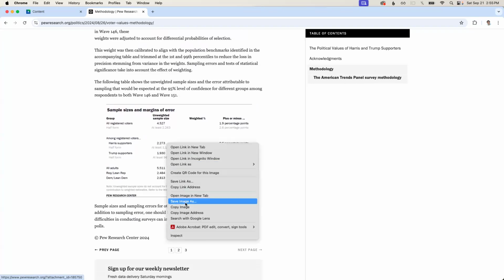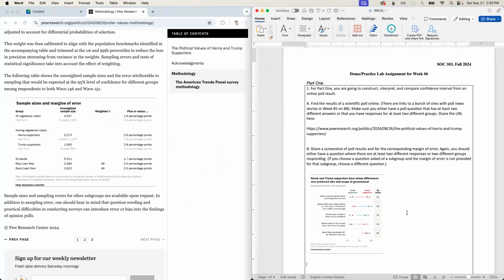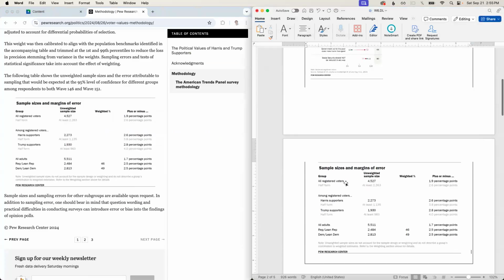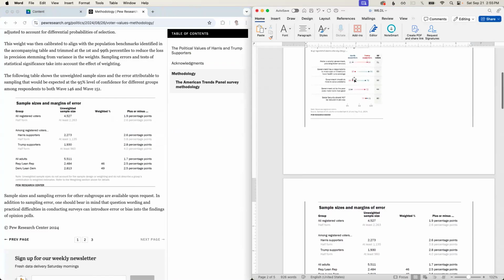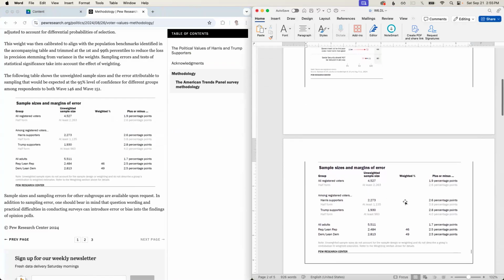So let me just copy this image and paste it in here. And my margin of error here is not 1.9%, right? This is comparing Harris supporters and Trump supporters, and so I'm looking for those two lines. It says there's a half form. So there might be some questions where only half the people got that, and that would increase your margin of error with a smaller sample size.